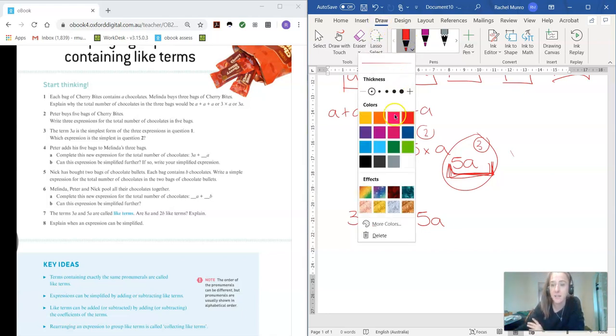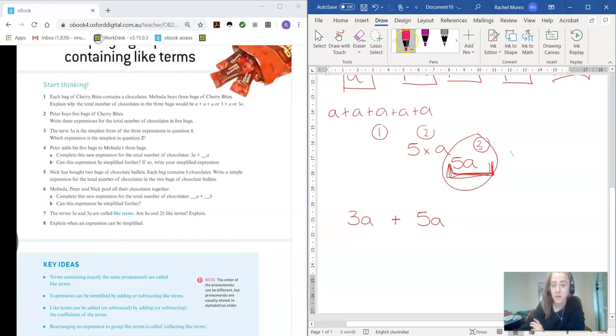So let's have a bit of a look. All right, remember we talked about that they had to have the same pronumeral to collect like terms. So we've got an A here and we've got an A here. All right, so we can do some collecting. We can collect some like terms.